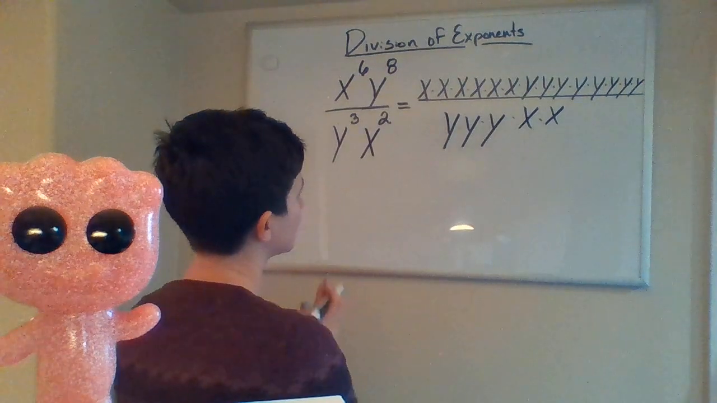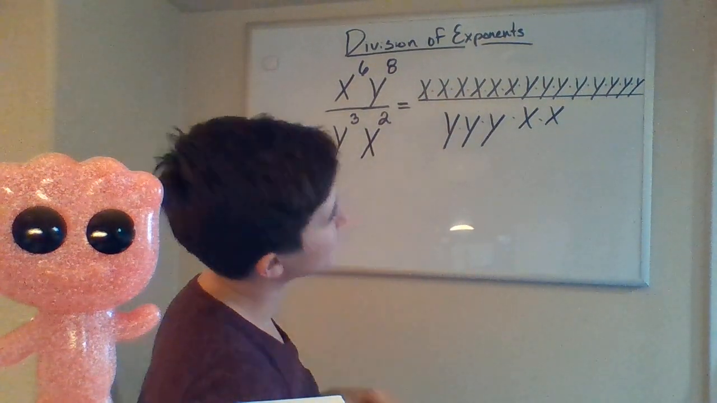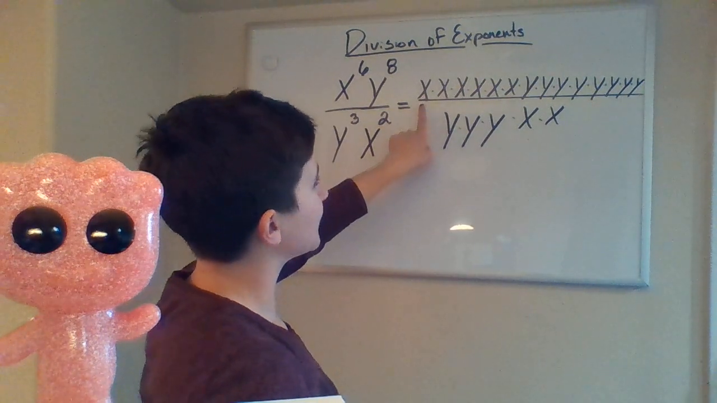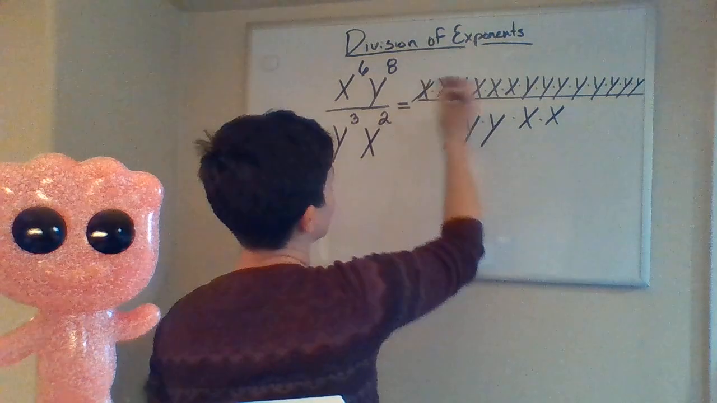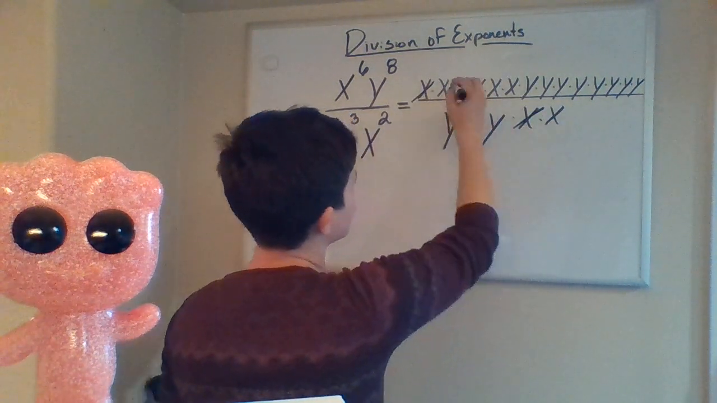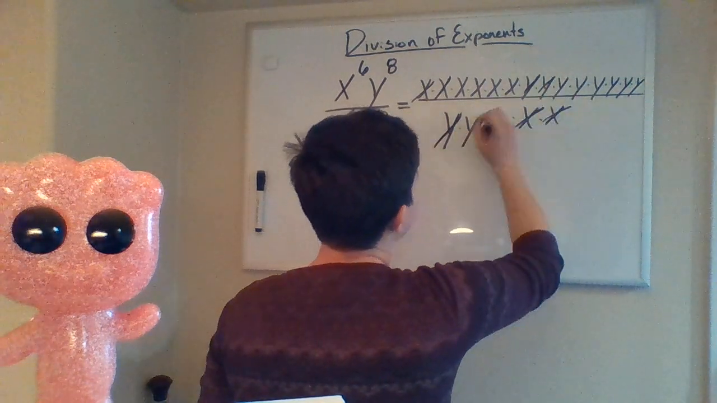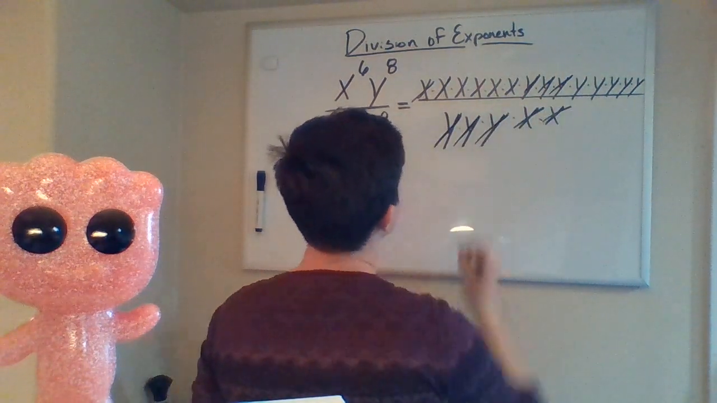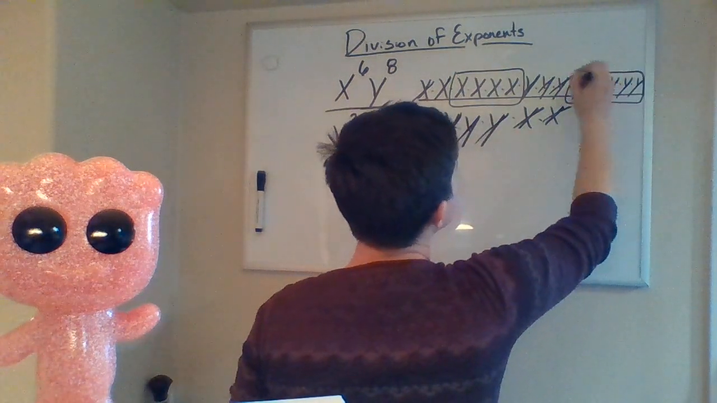Okay, now we're going to do some crossing out. This is going to be kind of fun, because if you'll notice, the x's are a little far away from each other. So something I like to do with that is I just cross them. Those cancel each other out, those cancel each other out, and those cancel each other out, and those cancel each other out. So what I'm left with are these guys and these guys.